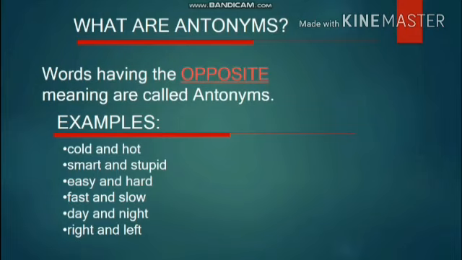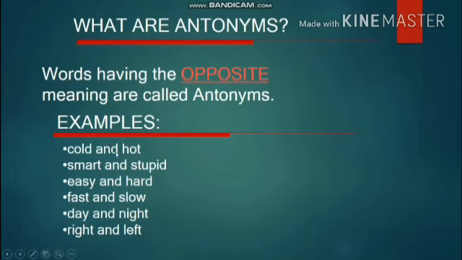Now, as we have learned what a synonym is, we will come to the second one, which is an antonym. So what are antonyms? Words having the opposite meaning are called antonyms. Before, we learned that when two words have the same meaning, we call them synonyms. Now words having opposite meaning, we call antonyms. Examples can be seen here.